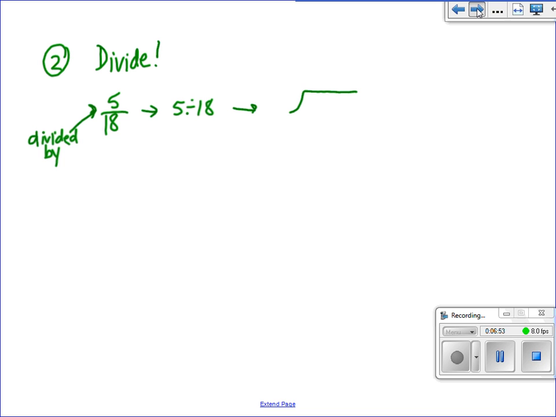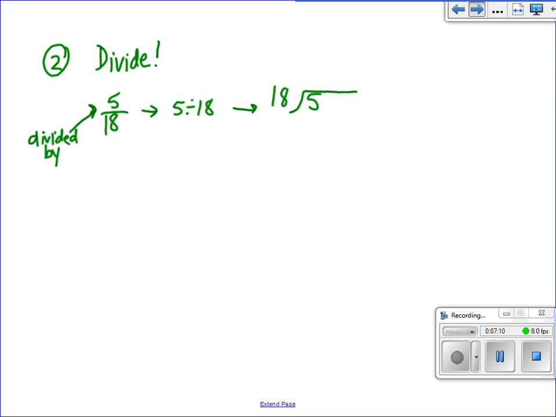Where does the 5 go? Inside the box. Inside the box, it's the dividend. And the 18 goes outside of the box. Oh, I like this. The wrong way.